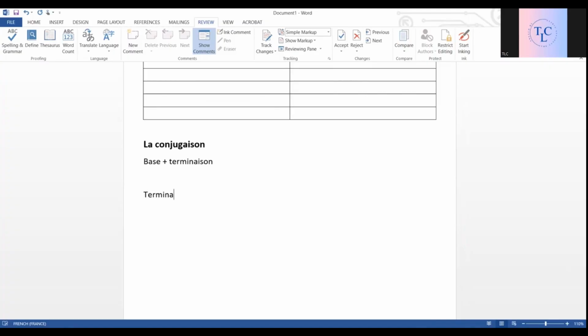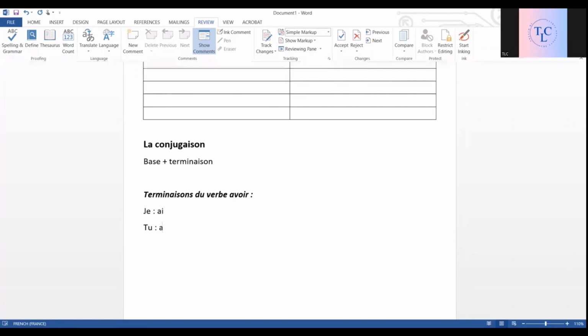Terminaisons au futur simple, c'est quoi? Oui, le verbe avoir. They are the endings of the verb avoir. You know that already, so you can repeat after me. For je, it is ai.